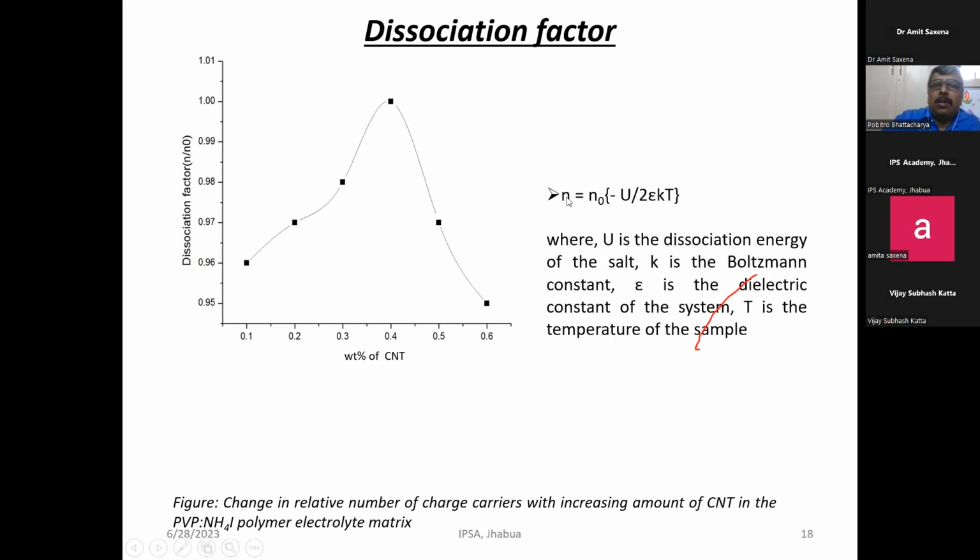So it is a ratio of n by n0. And based upon the dissociation energy, the dielectric constant of the material and the temperature where we are talking about, one may get different types of pattern and then choose where I should work. What should be my limit of salt that we are adding?